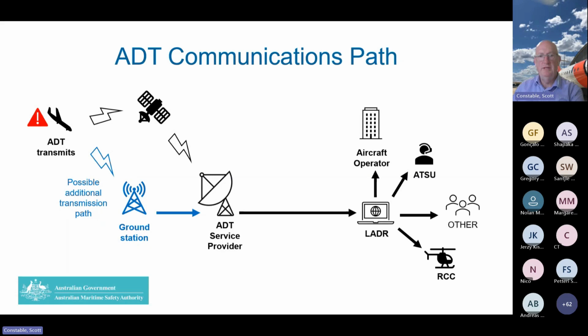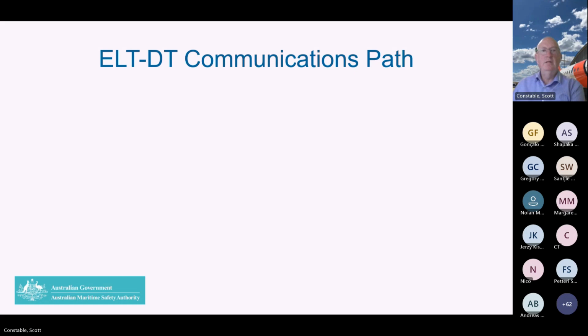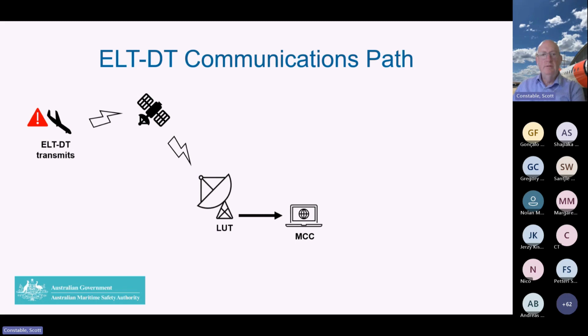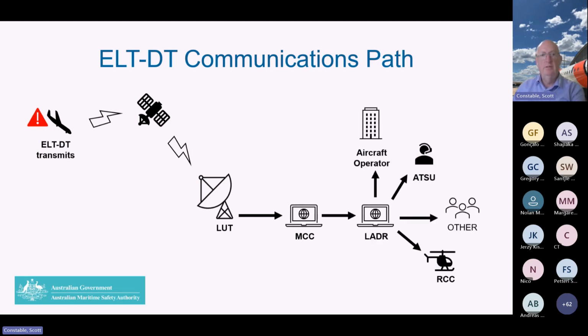Now for the ELT-DT, which will be on the next slide, slight difference. So there's still that requirement that I mentioned before for the information from an ELT-DT to go to the ladder. However, GADSS will also deliver it via their existing MCC or COSPAS-SARSAT distress beacon network. And effectively, that's how it is supposed to work in the black.